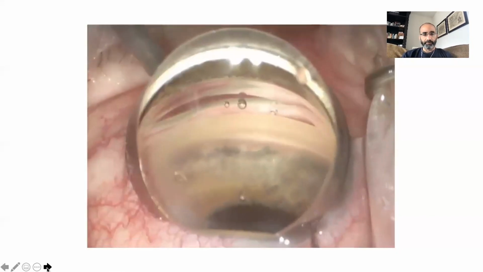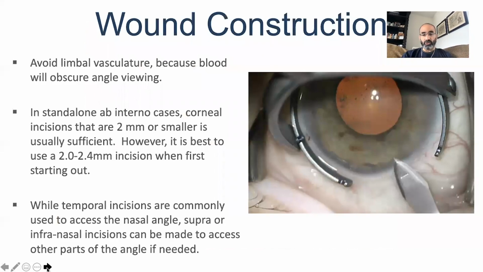So it's just something simple you can do a few cases before you do your actual first angle surgery case. Wound construction, extremely important. We have a tendency when we're doing straight phacoemulsification to go towards the perilimbal vessels and to nick the perilimbal vessels to get a little bit of oozing.